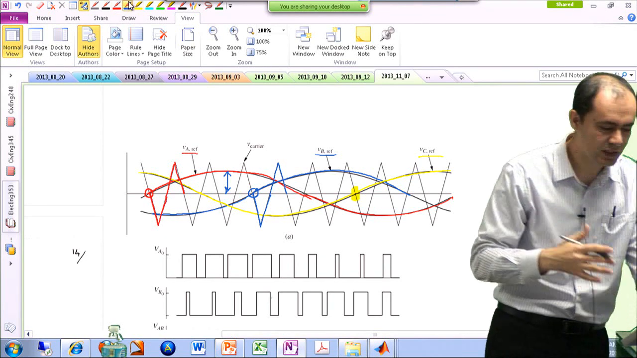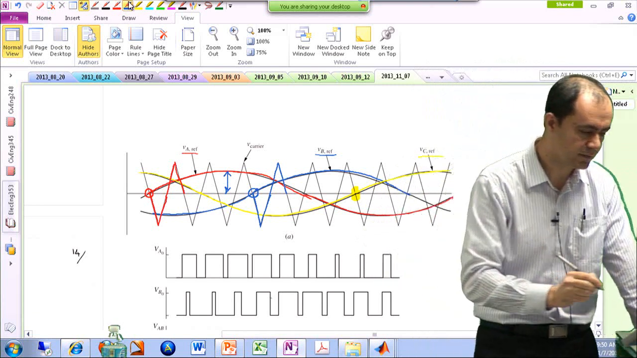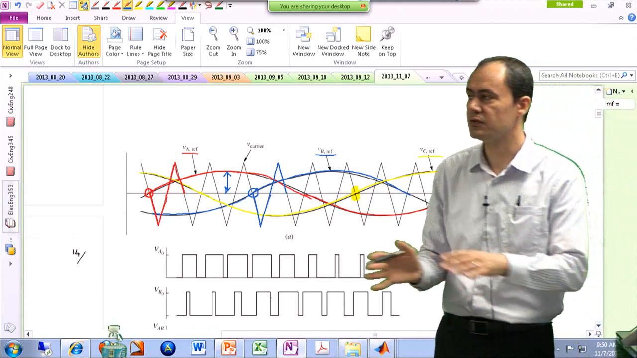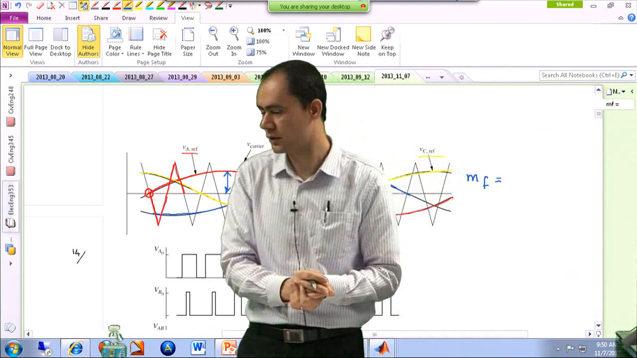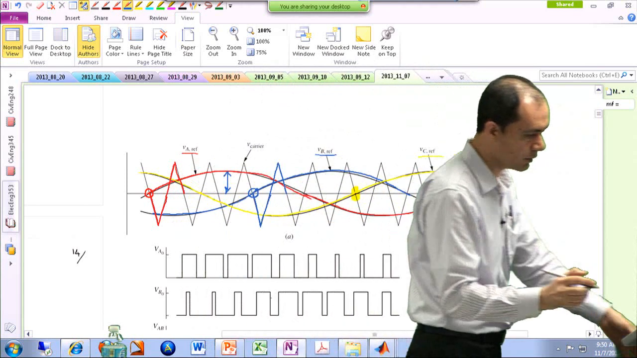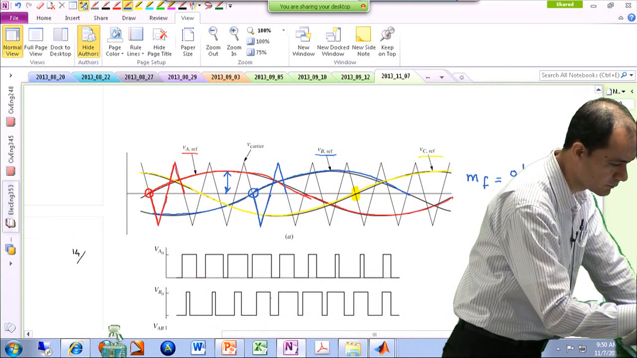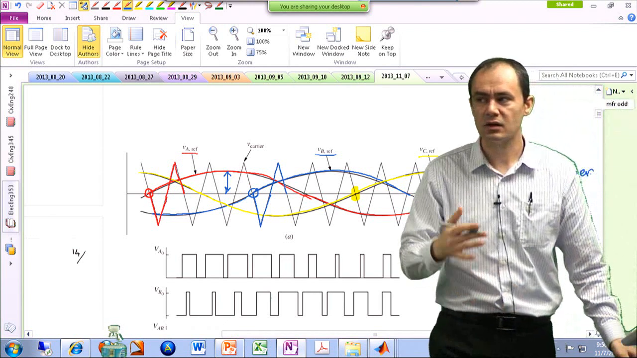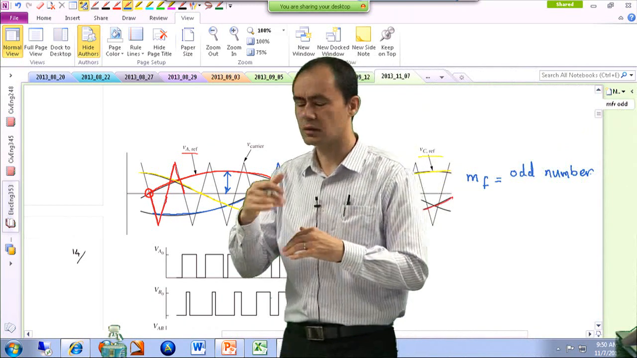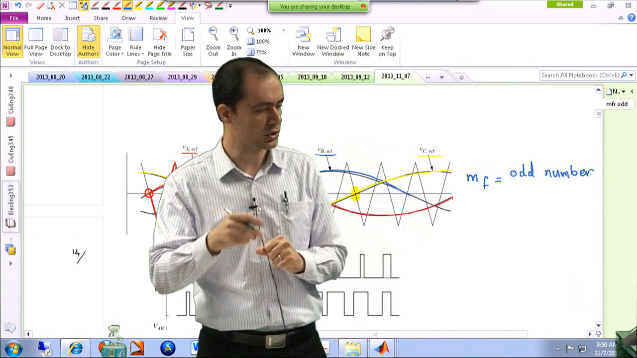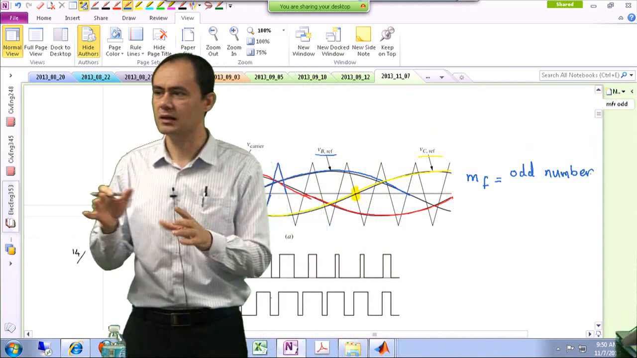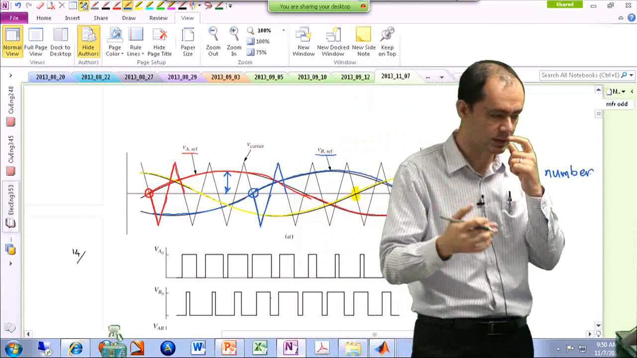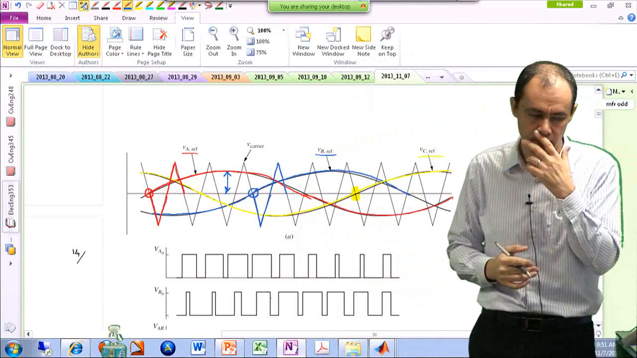So it's kind of an indication that when it comes to selecting MF, remember MF was the ratio between the frequency of this triangular to the frequency of our reference. MF should be an odd number. And we see why. Last time I had that Mathcad file, and I intentionally chose an MF of, for instance, 18, and it actually gave me a lot of lower order harmonics, like harmonics at n equal to 4 and stuff like that. So for that reason, we choose MF to be an odd number.